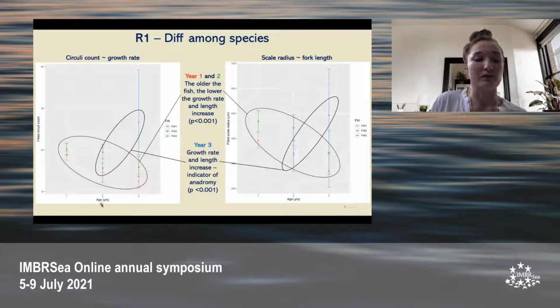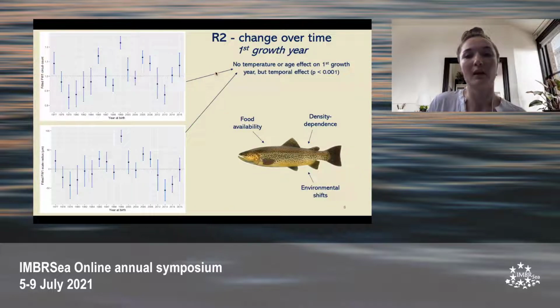And then we can also see that some fish already prepared for migration, as you can see with 2-year-olds already exhibiting signs of increased growth rate and length, as well as fish who are already commencing migration in the third growth year.